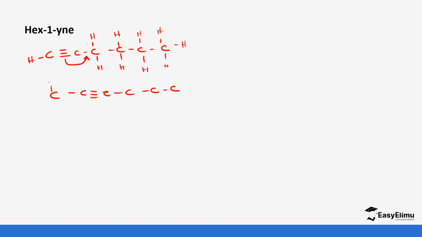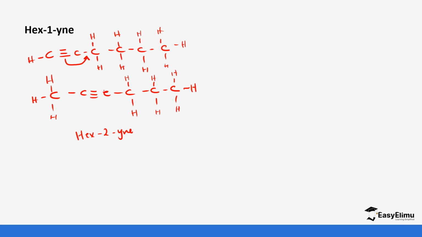When we draw the number of hydrogens, remember we have to count to ensure that they are enough. So for this carbon, we're not going to add any hydrogen, and also this carbon. So the hydrogens are going to be in this carbon. Since the first compound was hex-1-yne, this becomes hex-2-yne because the triple bond is in carbon number 2.